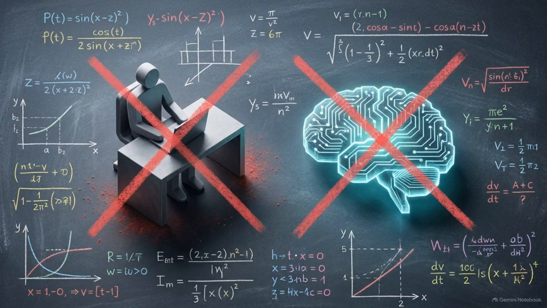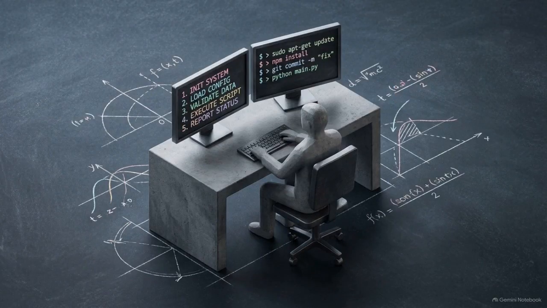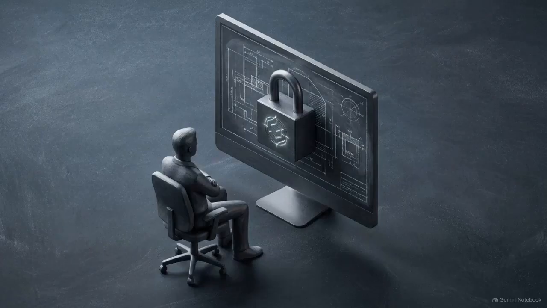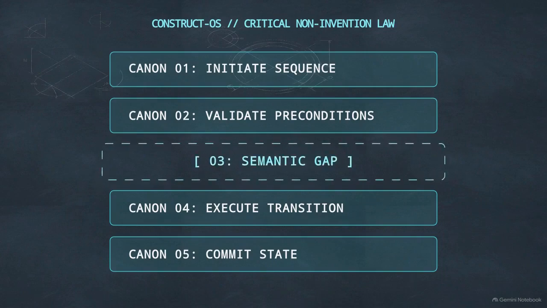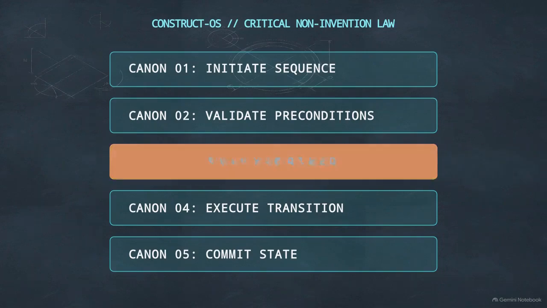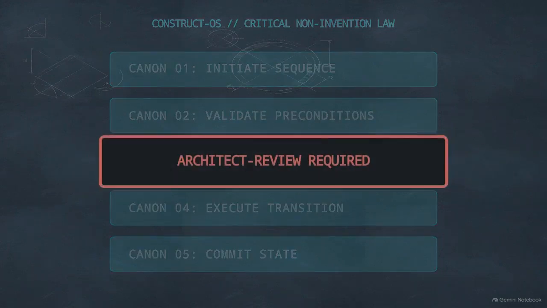ConstructOS operates on a primary directive. It strips all design authority away from human developers and autonomous AI agents. The developer is an executor, not an architect. In this environment, no one has the authority to invent architecture on the fly. You cannot infer missing logic, and you cannot fill semantic gaps by relying on conventional software engineering assumptions.